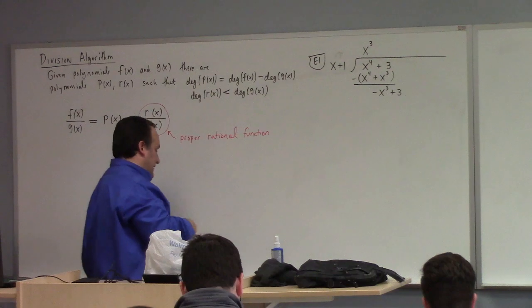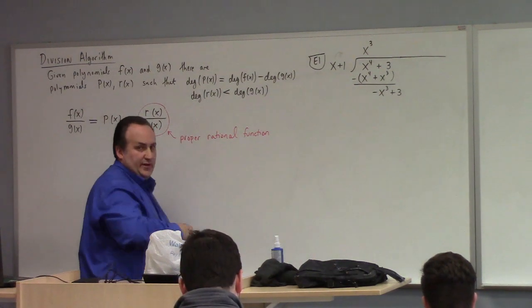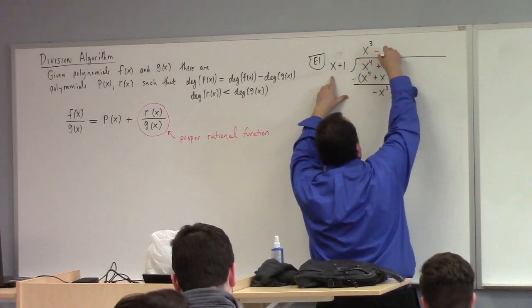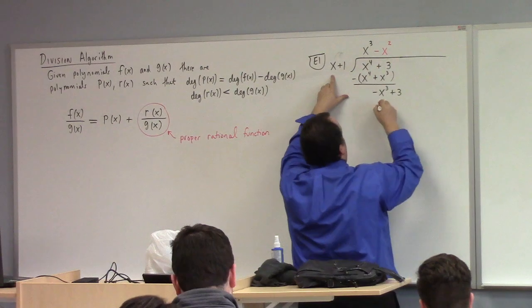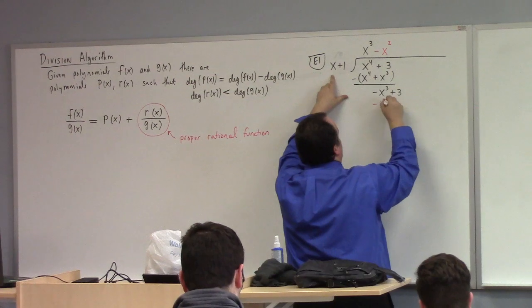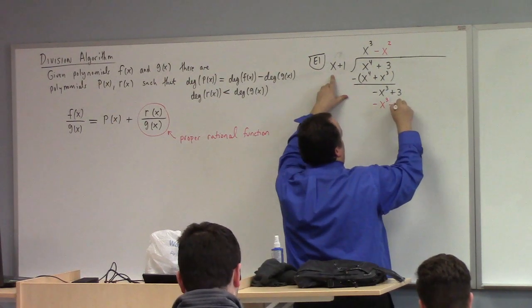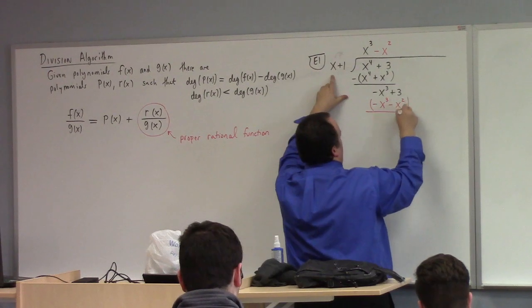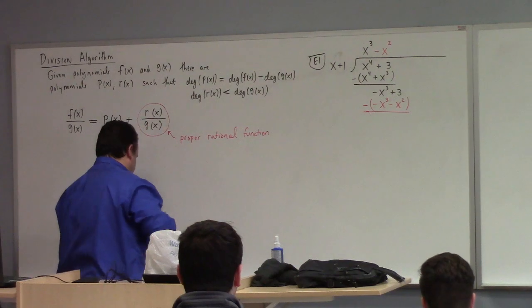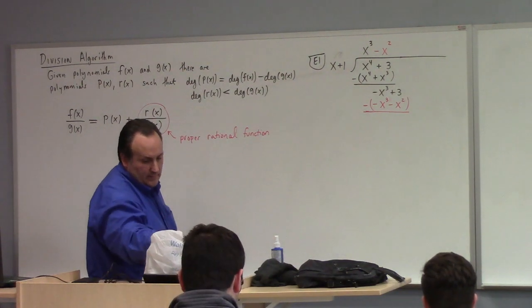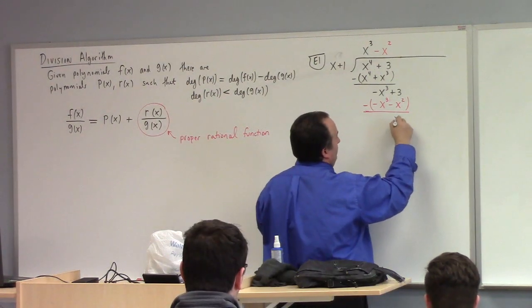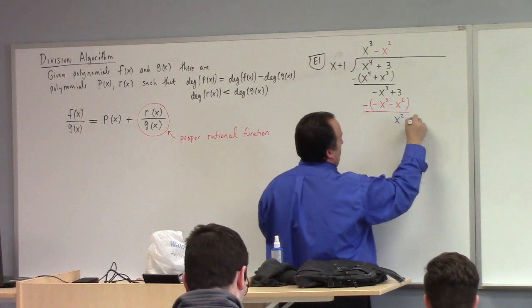All right, so what's up next? Well, to get rid of this minus x cubed, I need a minus x squared. That brings down minus x cubed, minus x squared. Then we take the difference there. What's that get us? Looks like we got x squared plus 3. Very good.